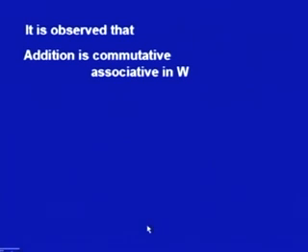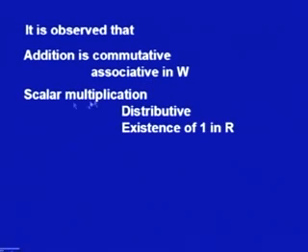These are two examples. Further, it is observed that addition is commutative as well as associative in W, because all the members in W belong to V. So, if it is associative and commutative in V, then it has to be in W. So, that is straightforward. The next thing is scalar multiplication. Again the same logic is applied, it is distributive in V. So, it has to be distributive in W also, because W is a subset of V. The next thing is that the existence of 1 in R is also implied.